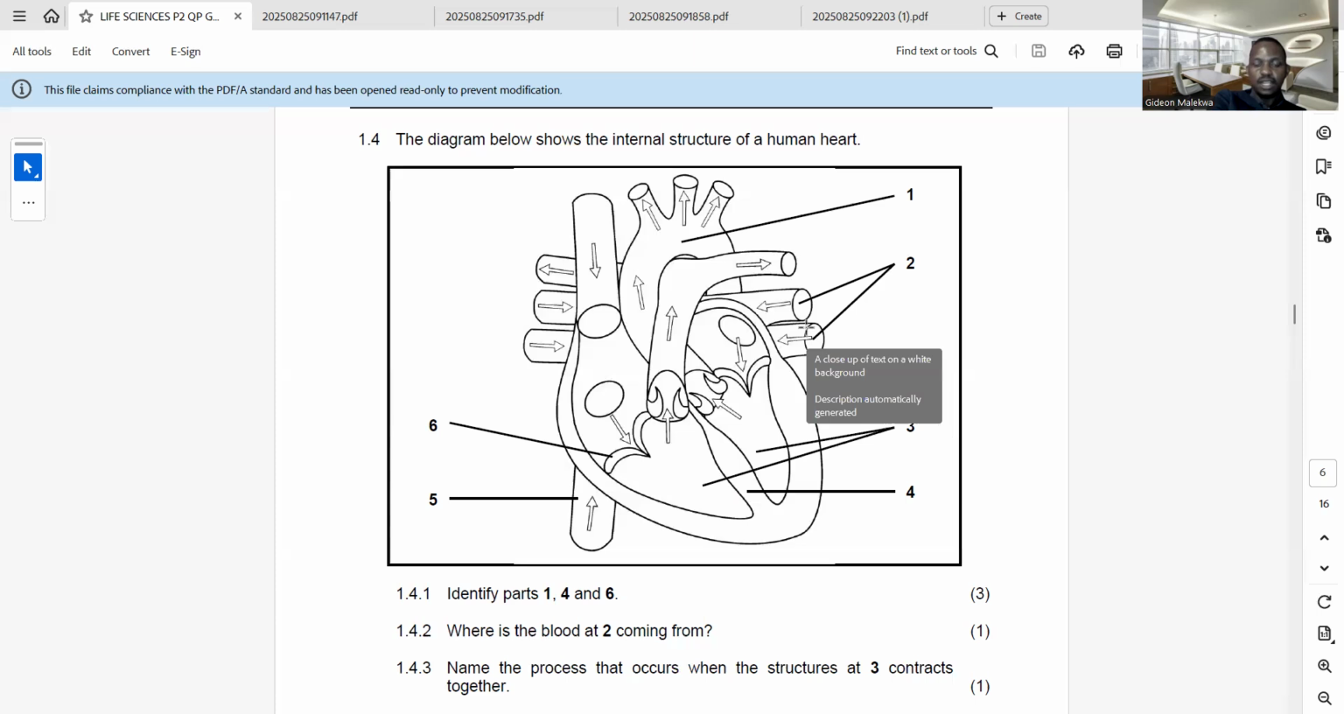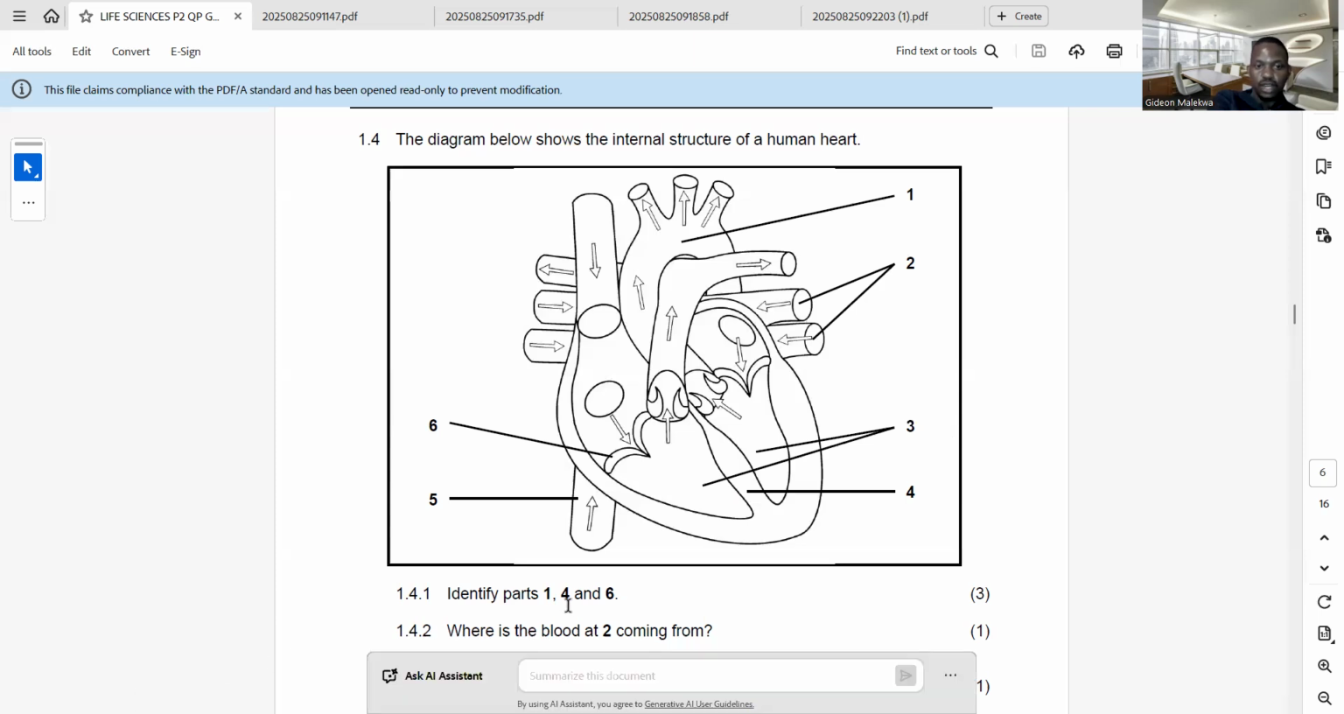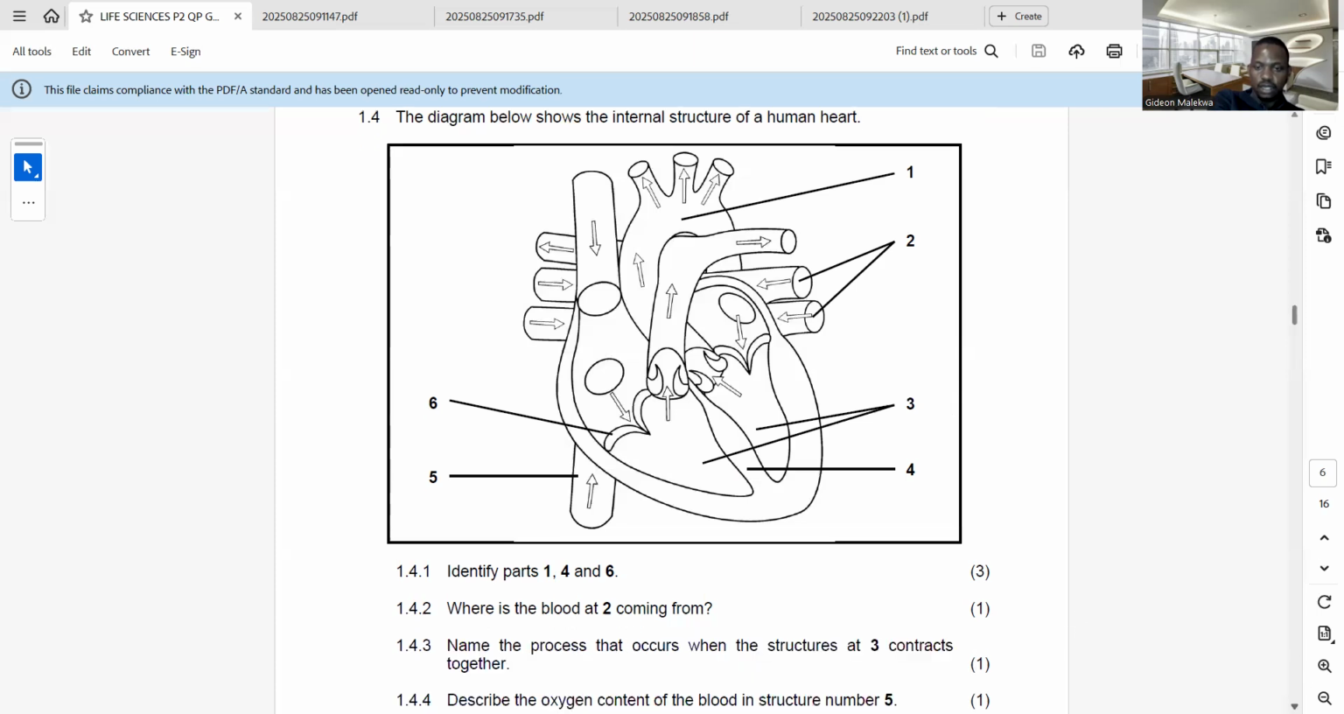Where is the blood coming from? I said the pulmonary circulation is associated with the lung. The first one is going to the lungs. The other 2 are coming back from the lungs. So it's coming from the lungs. 1.4.2, the answer is lung. That's the answer there for that 1 mark, which is expected there.